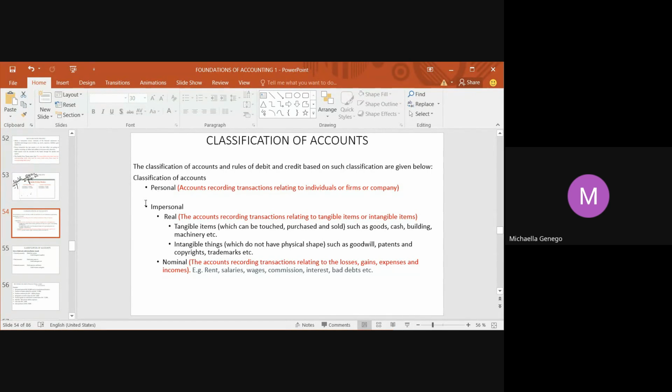And then under the personal accounts, we have real accounts and then nominal accounts. Real accounts are usually assets or physical properties. They are the ones that we can feel and touch, so usually we put that under the tangible items. And then the nominal accounts are the ones that do not have physical existence. For instance, revenue, expenses. They don't have physical existence, but we create accounts for them. We can have an expense account, we could have a revenue account. So that is that.